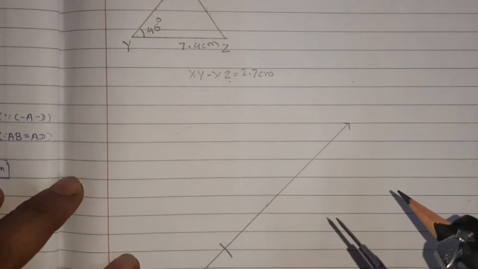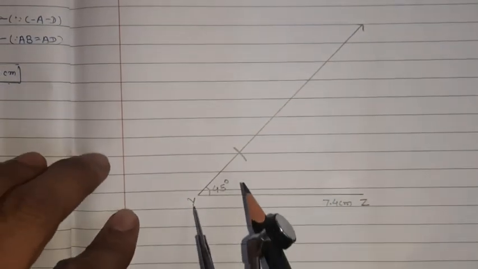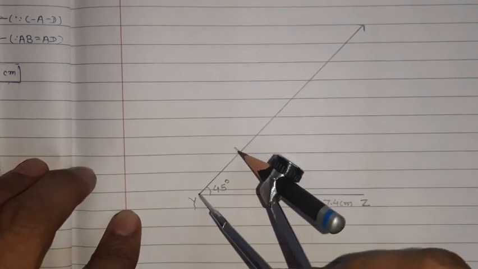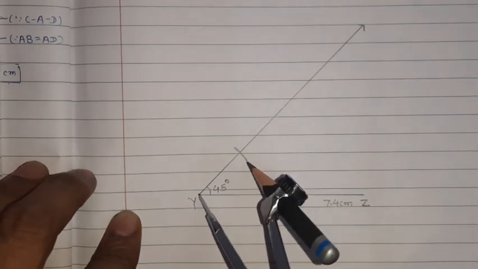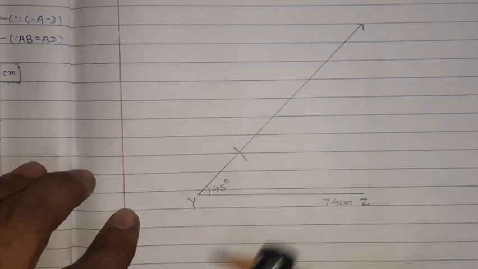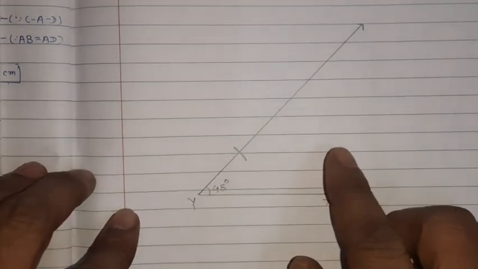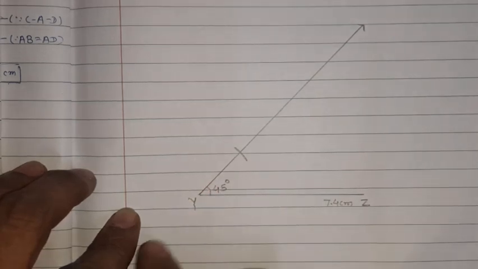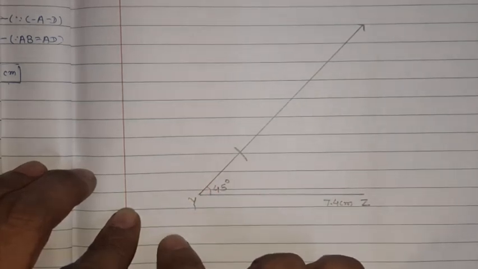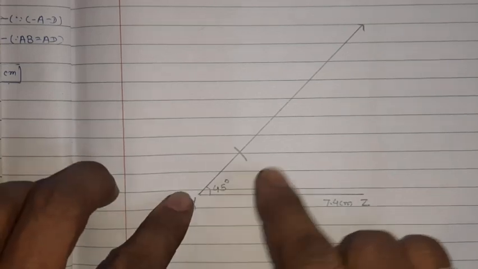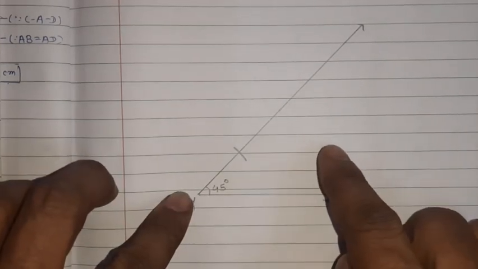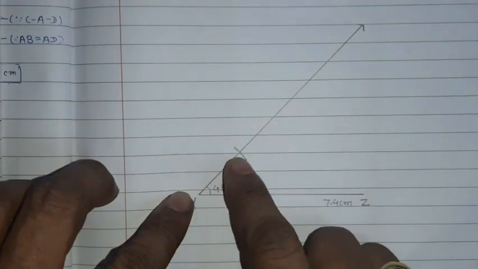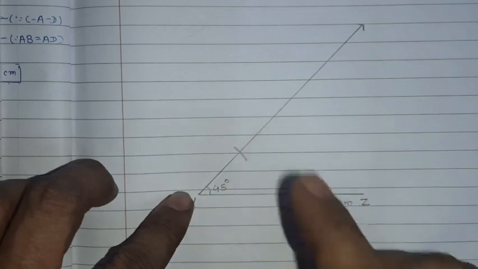See dear students, see again, put the metal point on Y, take a distance 2.7 centimeter and make one arc on the upper side of this ray. If the side opposite to the given angle is greater, then we have to extend this ray below this base, and here we have to draw the arc. But in this case, the side opposite to the given angle is smaller, therefore we have to draw the arc on the upper side of the base.